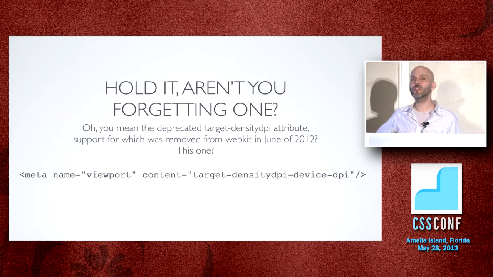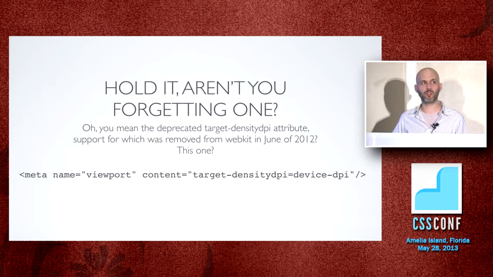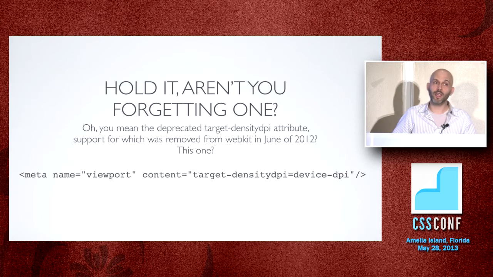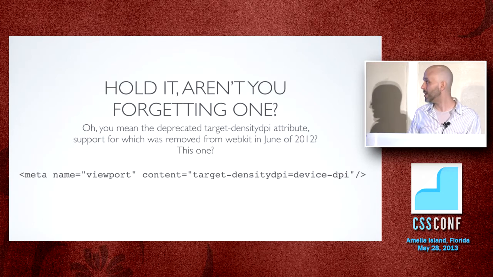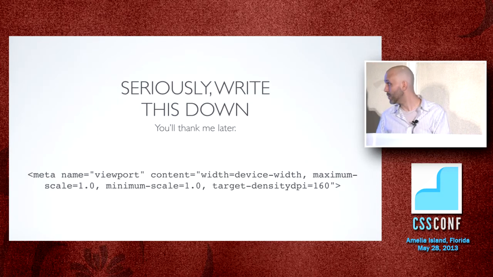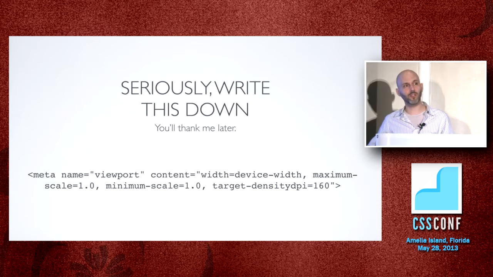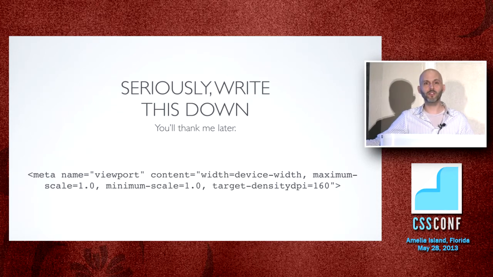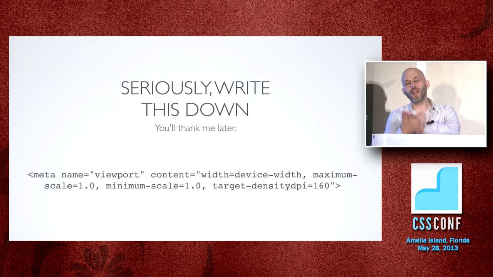Right now, it is the only attribute that works reliably to style your site. All of the rest of them are basically just for iOS. This is the only one that counts on Android. I can't explain why that is, but thank me later. Don't set it to device DPI. I don't know why. Set it to 160. I can't tell you why to set it to 160.